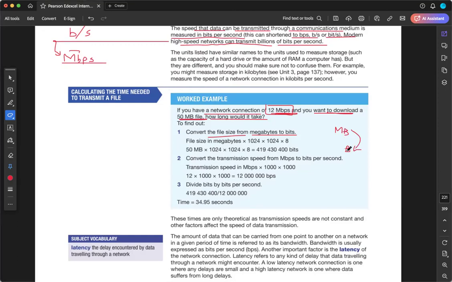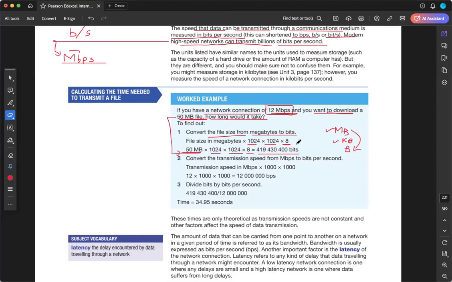Definitely megabytes to bits. There are some units in between. So bits, then kilobyte, and then megabyte. How many units in between? Look, 2 units. So you use 1024 two times, one for 1024 kilobytes and one for 1024 megabytes. And this is eight bits, right? Then you put 50 MB here, because the file size is 50 MB, then 1024, then 1024, and 8. So it will become these bits.